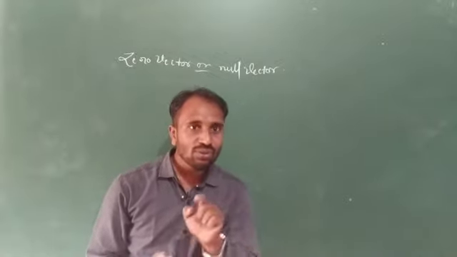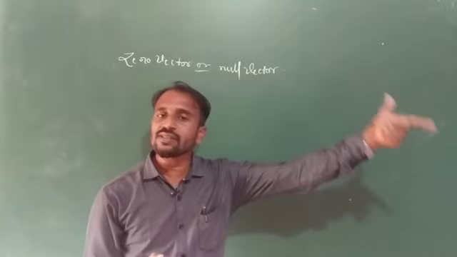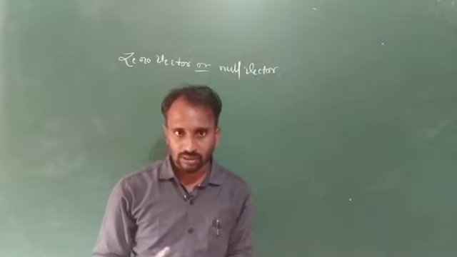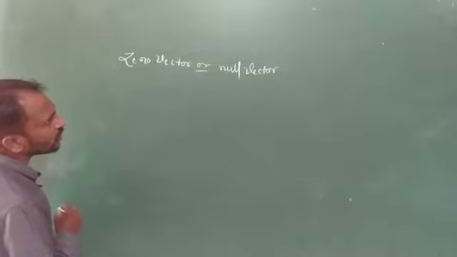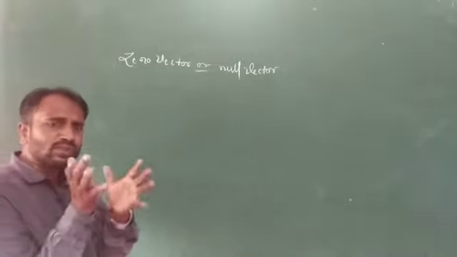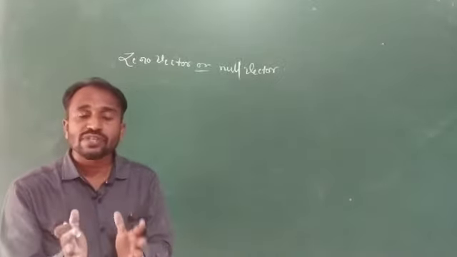But zero, so a vector whose magnitude is zero, that's what we call a zero vector or a null vector. So here the magnitude is 0. Zero is also one particular value. Its magnitude we always consider as 0.